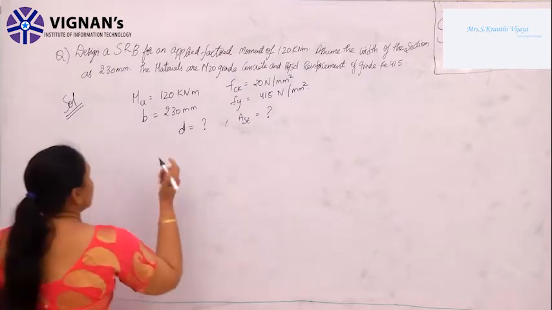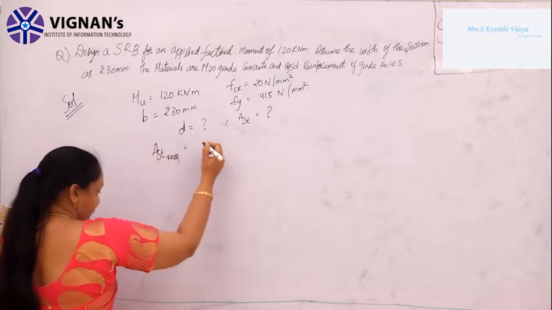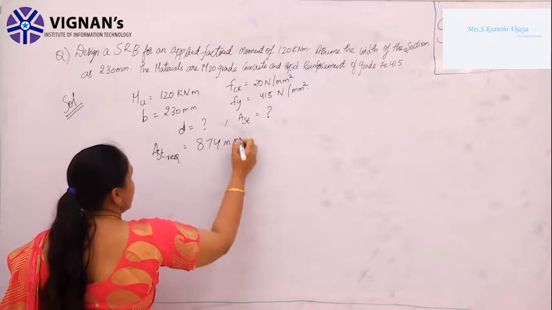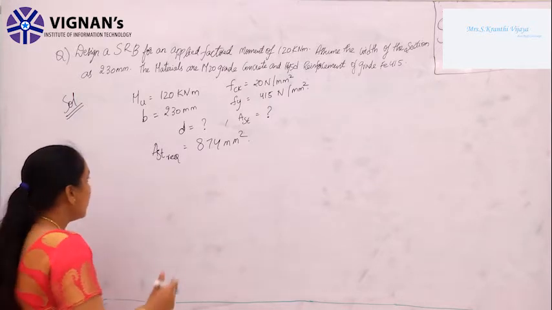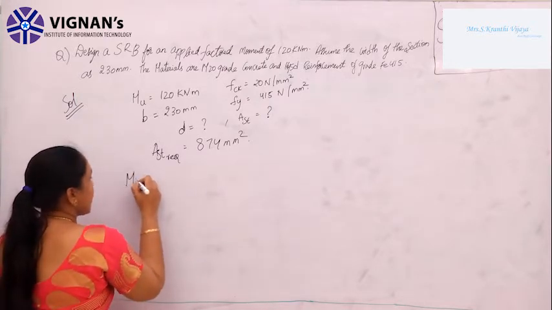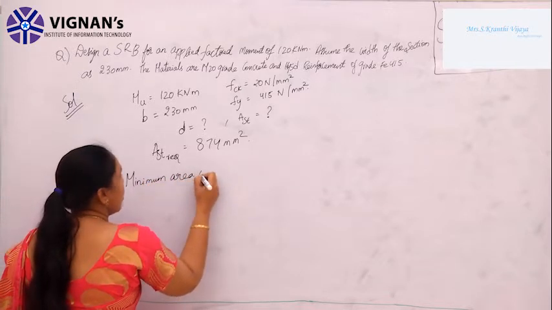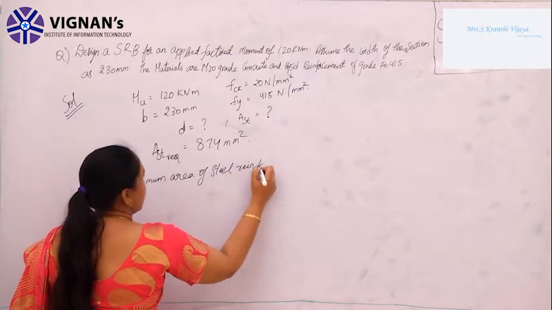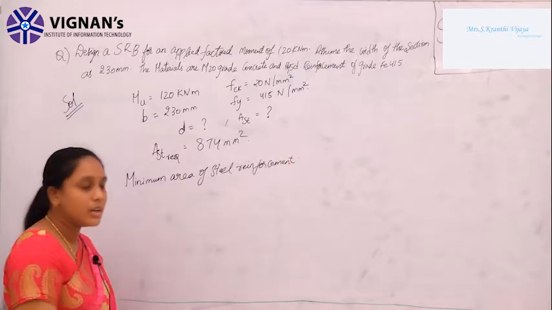So what is the AST which is required? The required AST is 874 mm square. Now, we will check for the minimum area of steel reinforcement. In the previous classes we have already discussed the formula.